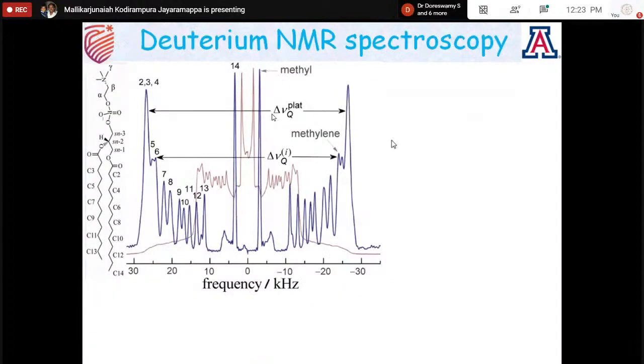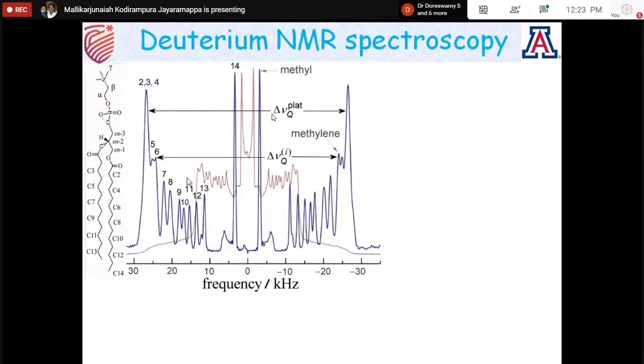Now we will come back to the original picture, the NMR picture, where we discussed earlier that each deuterium NMR nucleus in the carbonyl chain will give you two signals. You can see that, for example, if I consider carbon 2, 3, 4, this is one peak, and the associated peak is at the right hand side. The distance between these two is our experimental observable.